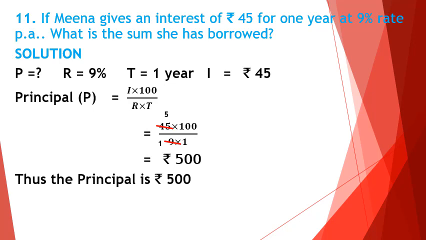You can check whether the answer is correct or not by substituting in I equal to PRT upon 100. So you will get I equal to rupees 45 only. This is the way you have to check.